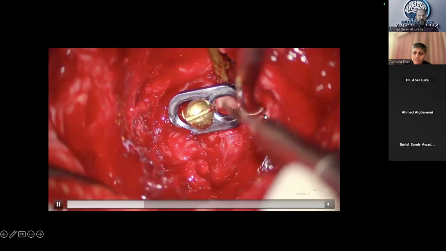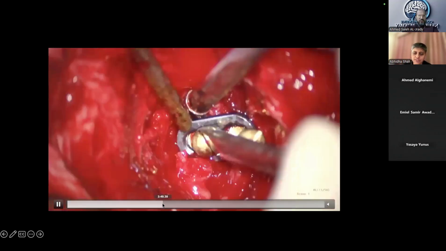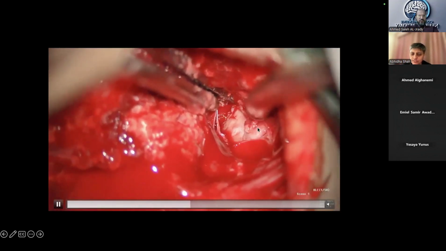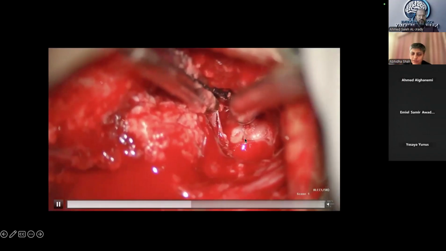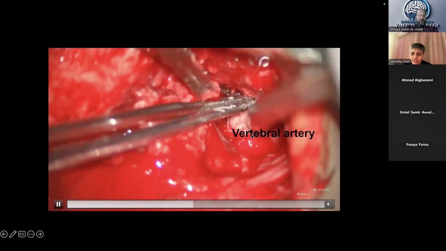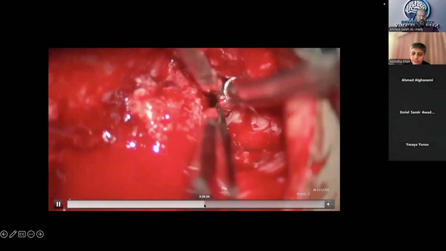It is normal on this side, on the other side it is high riding. So this is the first side. Now you can see on the opposite side, I'll just go quickly. Here you can see this is the vertebral artery. So you see how thin the pedicle here is, and this is the vertebral artery in the C2 transverse foramen, which is very high riding, and you have to mobilize it for inserting the C2 screw.